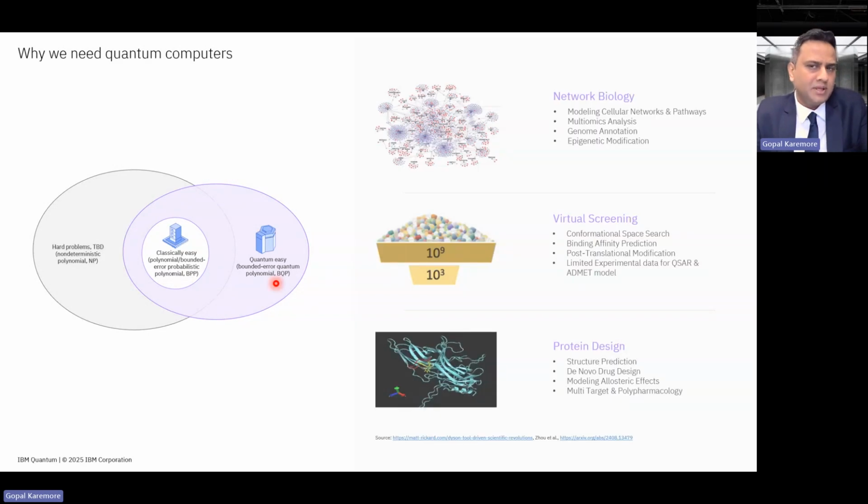So what are those problems in healthcare and life science? It turns out there are some phases of drug discovery and development where the problems are very hard for classical computation. For example, network biology, like genome annotations and multi-omics analysis; in virtual screening, as you know, conformational space analysis; calculating binding energy accurately, which is also a limiting factor for classical computation. Protein design is a great example, where we have structure prediction, for example de novo drug design and things like that. And we will see some use cases one by one.